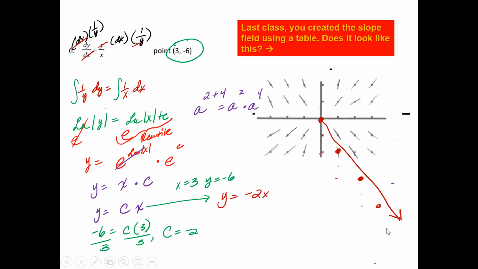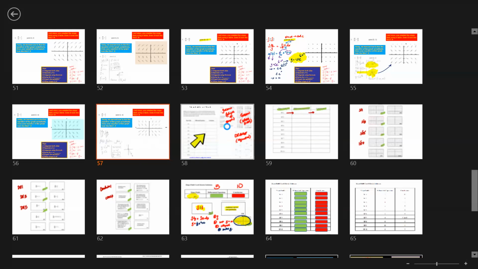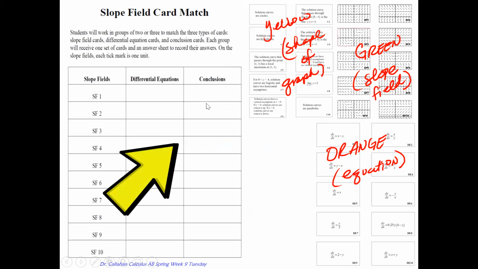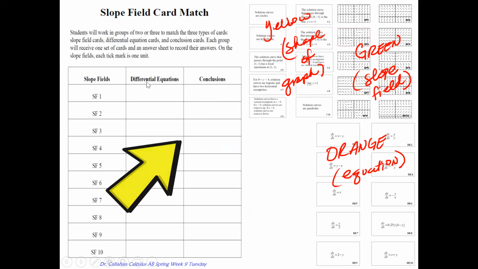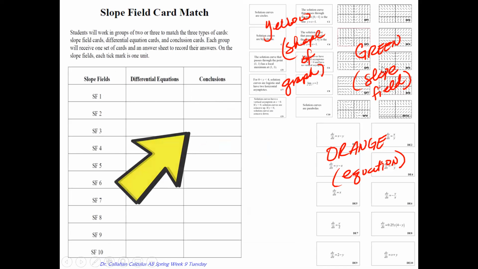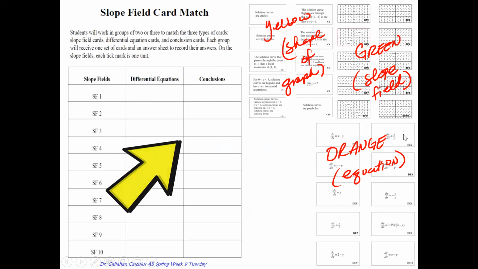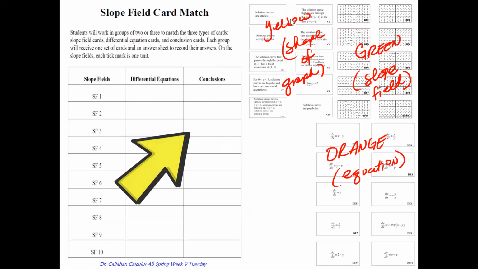All right, you guys. So we completed all 6 of those questions. Now what I would like you to do is practice with the SlopeField match card. So turn over to this template. Here you have SlopeField 1 to 10. You're going to match the slope fields, which are the graphs right here, 1 to 10, to the differential equation. So here are the equations right here. And you're going to match the equation to the conclusion of the curve itself. So pause the video and do that.